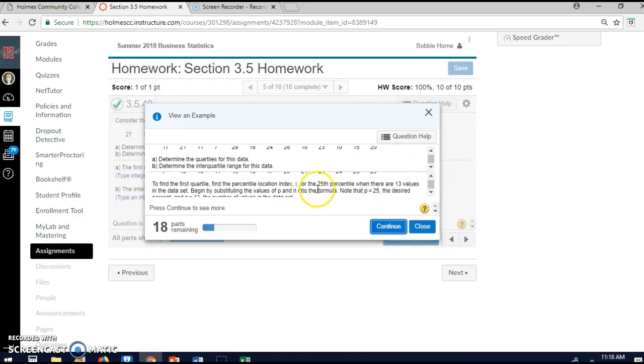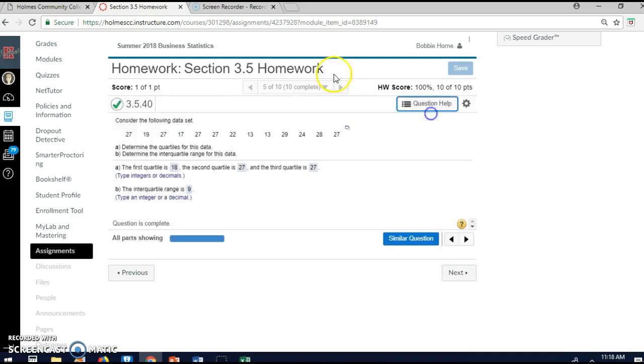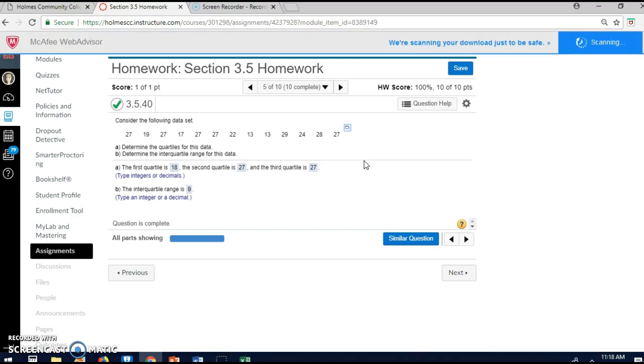Now, the first quartile is the 25th percentile, and then the second quartile would be the 50th percentile. Think about quarters. 1 quarter is 25, 2 quarters 50, and so forth. So let's find the first, second, and third quartile for these numbers here. So you want to open it in Excel.